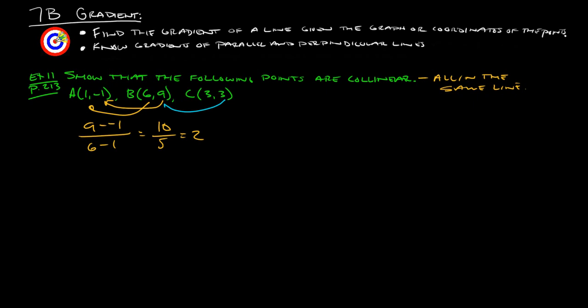And now I'm going to try it with a different one. So I'm going to do 3 minus 9 over 3 minus 6 gives us negative 6 over negative 3, which gives us 2. And since these two match, that means that they have the same slope. So between all the points, the slopes are the same, so that means they all have to be on the same straight line.